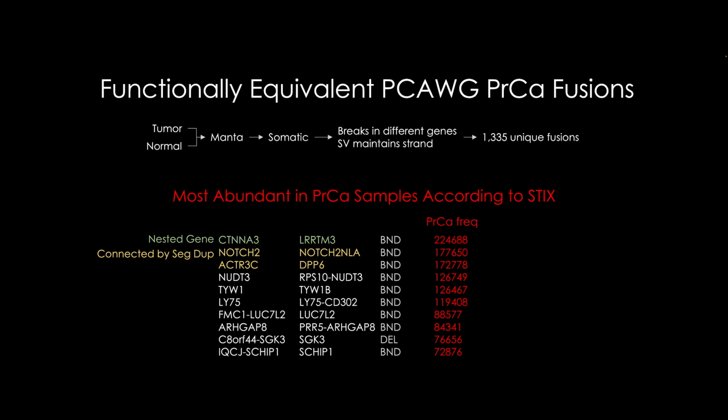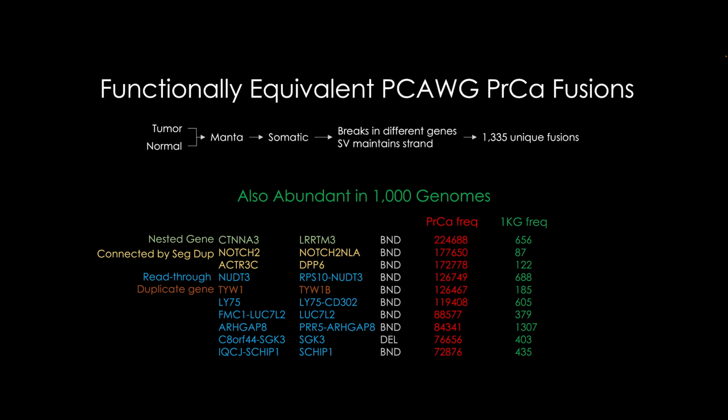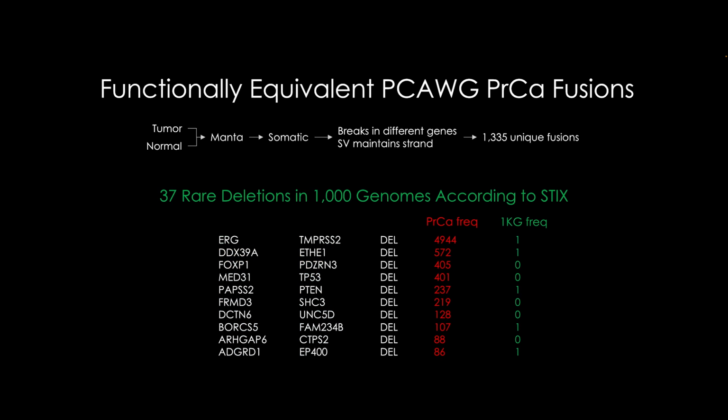You find nested genes, seg dupes, read-through transcripts, and duplicated genes. And this result is actually backed up by looking at their frequency in the 1,000 genomes. So now we're integrating 2 different indices, a disease one and a germline healthy one. What makes more sense here is to look for things that are rare in 1,000 genomes and frequent in the prostate cancer samples. And the gene list contains all the heavy hitters for prostate cancer. There are a few surprises in here, genes that we had not associated with prostate cancer, which we're following up with some collaborators now.